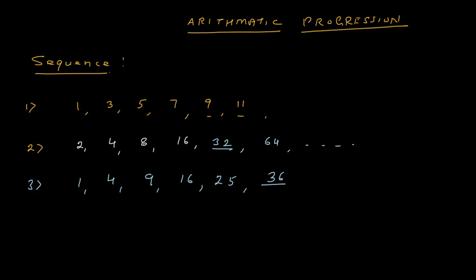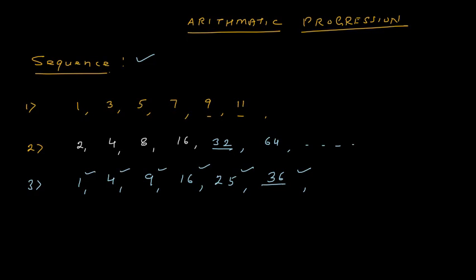Here you see that each number is nothing but the square of a natural number in sequence. So this is the square of 1, this is the square of 2, square of 3, square of 4, square of 5, and square of 6, and the next number will be the square of 7. So a group of numbers, or a list of numbers, where you find a certain rule or pattern, that list is called a sequence.